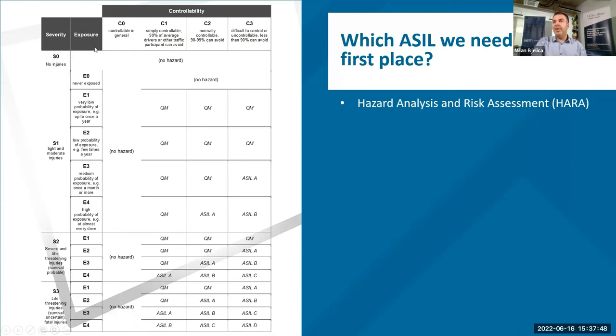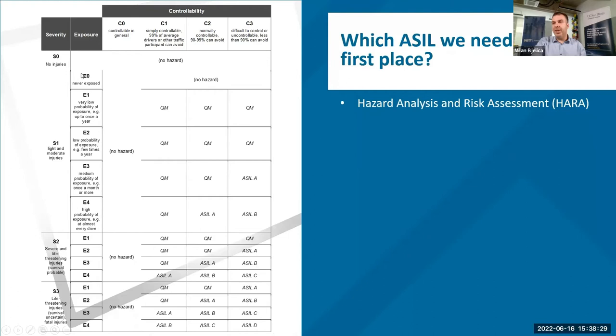Then we have the exposure, because in safety, it's all about severity and probability. If the severity is high but the probability is very, very low, then it's better than vice versa, or than when both are high. Here in ISO 26262, in this HARA, exposure is given as a probability of encountering a situation. E0 means it can never happen; we are never exposed to that as pedestrians or drivers. E1 is very low probability, up to once a year. E2 is a few times a year. E4 is high probability, at almost every drive. These are the quantifiers for the exposure.